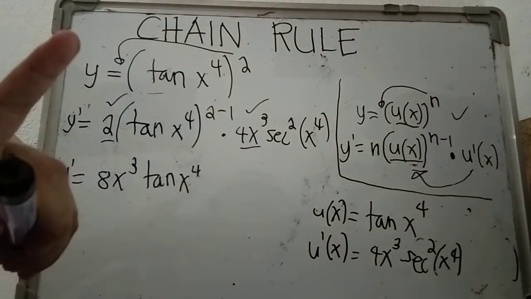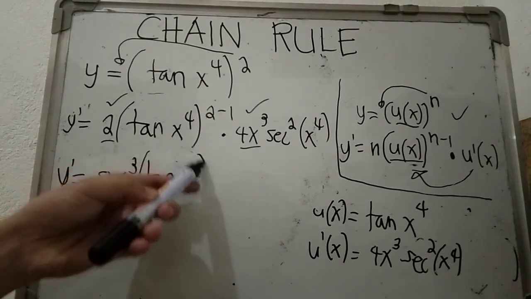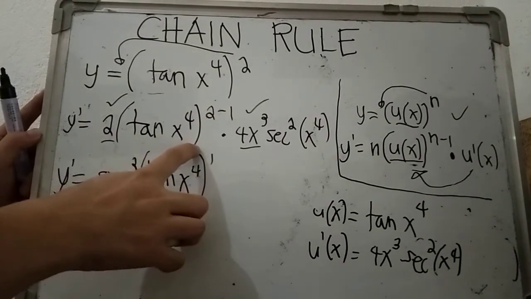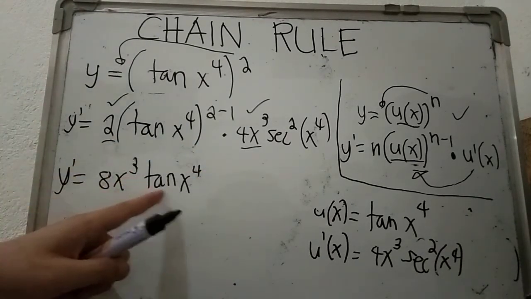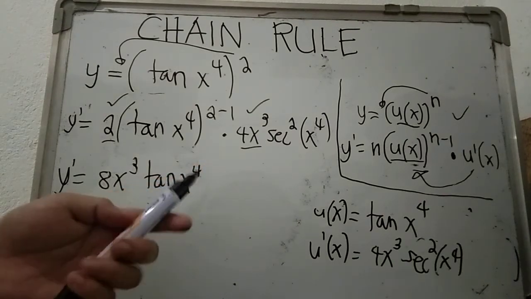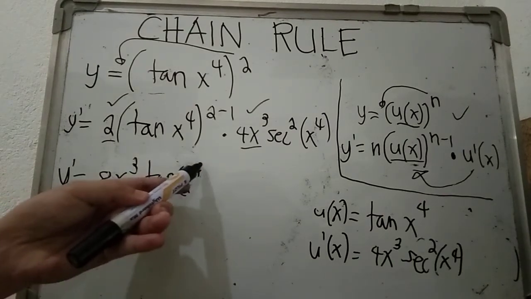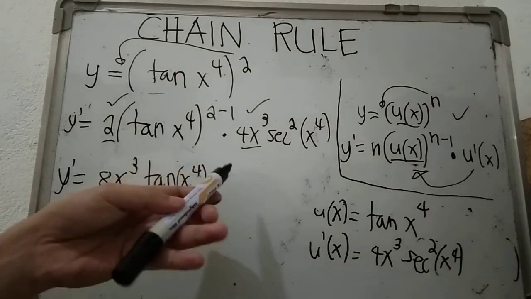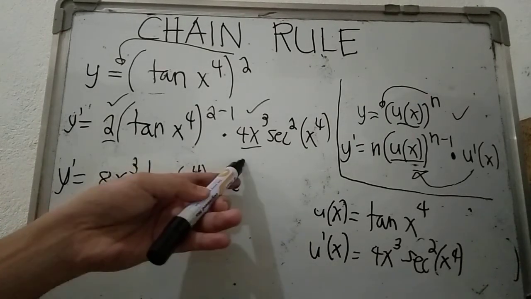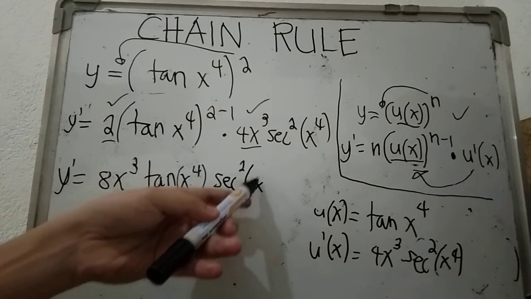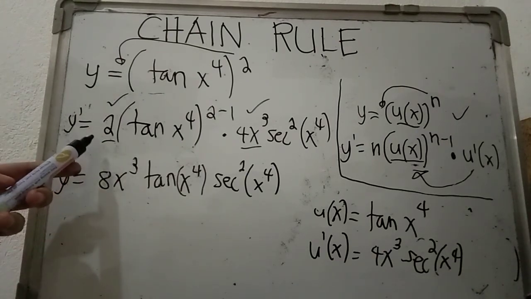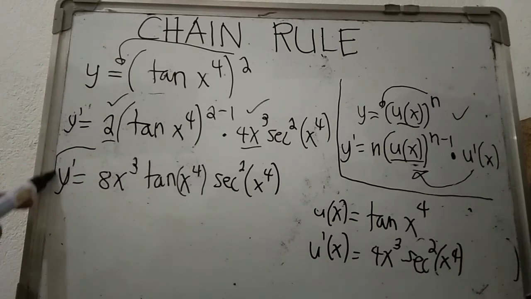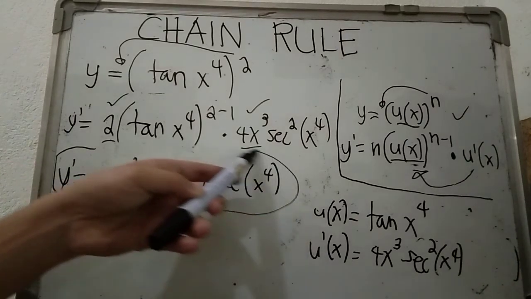2 minus 1 is still 1. So this is understandable that we have an exponent of 1. But you can just write that way. That's possible. Anyway, tan x to the 4th to the 1 is still tan x to the 4. And you can actually enclose that by a parenthesis. And then followed by secant squared of x to the 4. This is now our derivative.